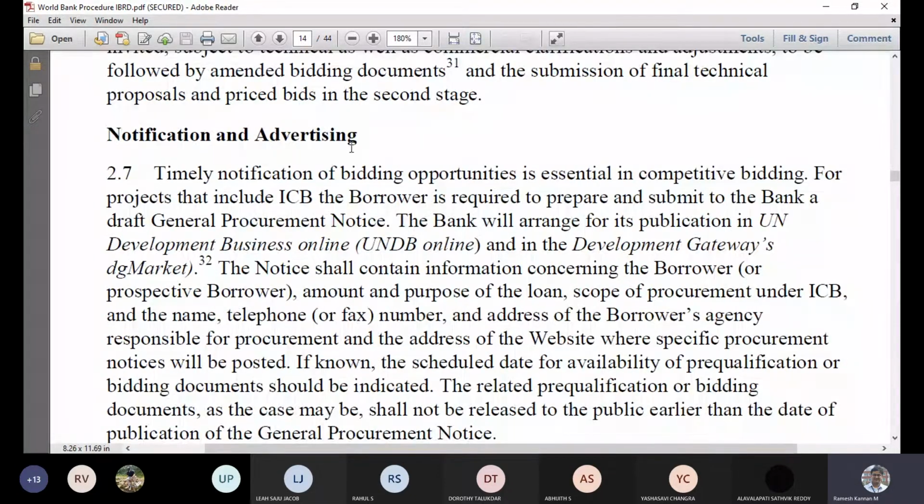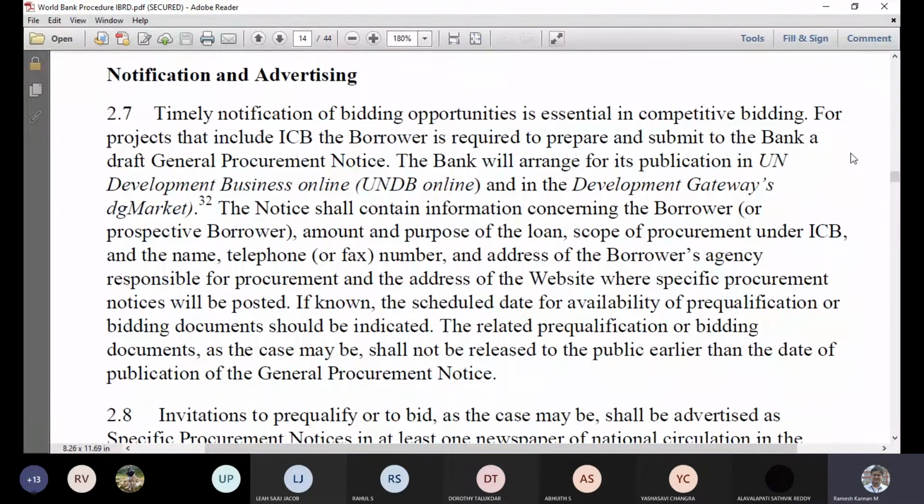And notification and advertisement: in national competitive bidding, I remember we have seen things like newspaper advertisements. Whereas in international competitive bidding, we can go with the UN Development Business Online, UNDP, and Development Gateway's dgMarket and something like that. So some examples are available.